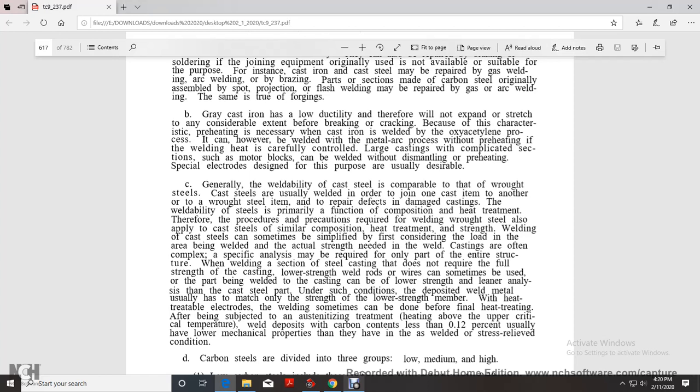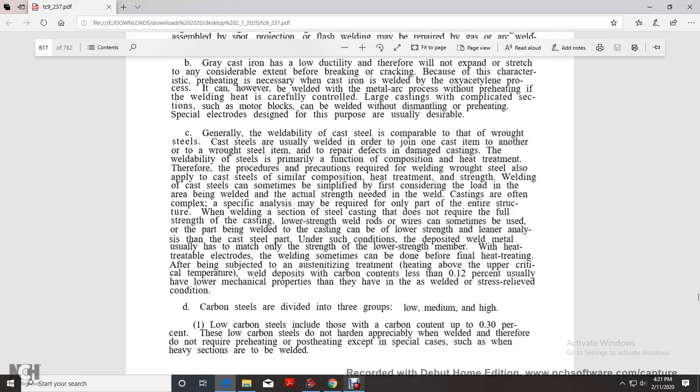The actual strength needed in the weld of a casting is often complex, and specific analysis may be required for the entire structure. When welding a section of the casting, the weld does not require the full strength of the casting. Lower strength welding rods and wires can sometimes be used where the weld is in a lower strength area of the casting. Under such conditions, the deposited weld metal usually need only match the strength of the lower strength member. Heat treatable electrodes can sometimes be used with a final heat treatment after austenitizing, heating above the upper critical temperature, with weld deposit carbon content kept low. However, the welded and stress relieved condition has lower mechanical properties.